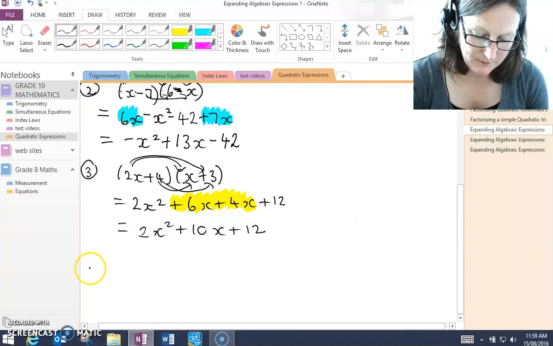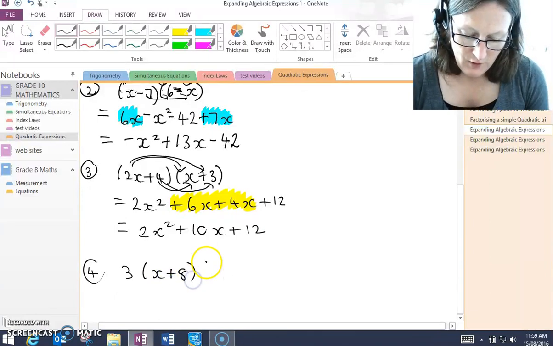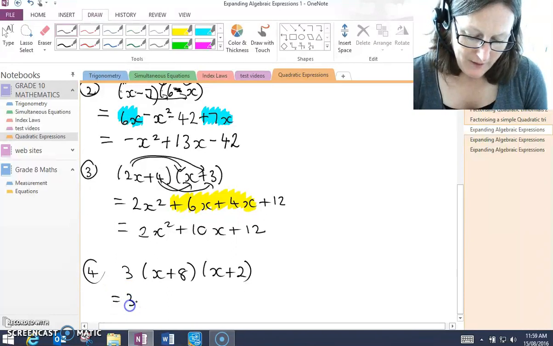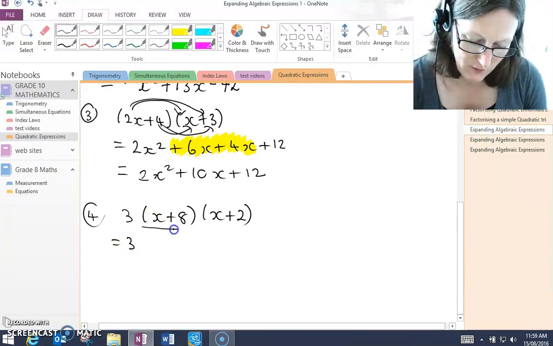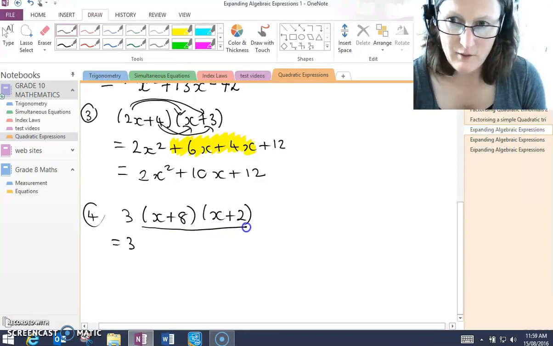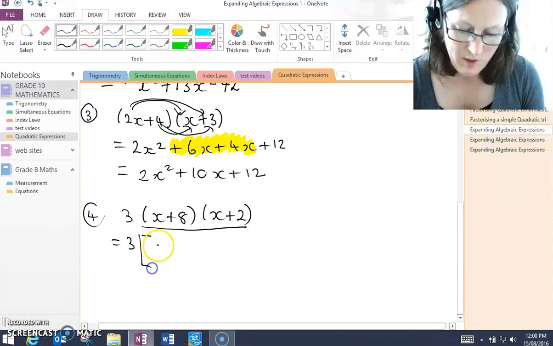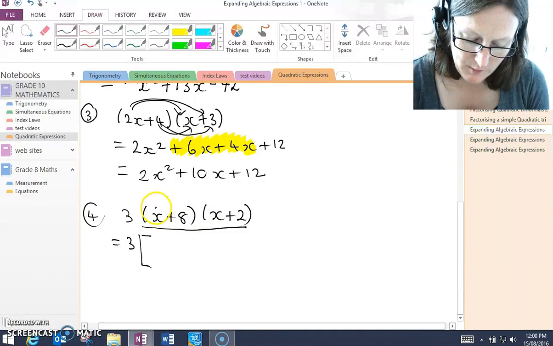Okay, one last one is one that has a number out the front. So what I'd like you to do with ones like this is put the number out the front there, but then if you like, forget about that. So cover it up and then just concentrate on this thing here in brackets. So you put the 3 out the front. We'll just put some square brackets there. We'll forget about the 3 and just expand these brackets.